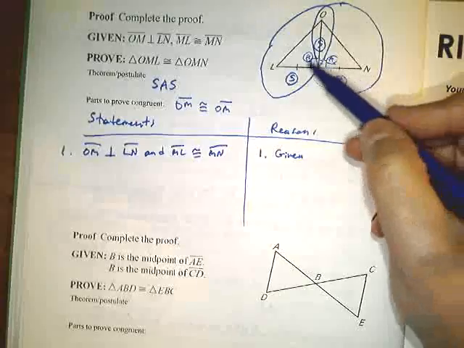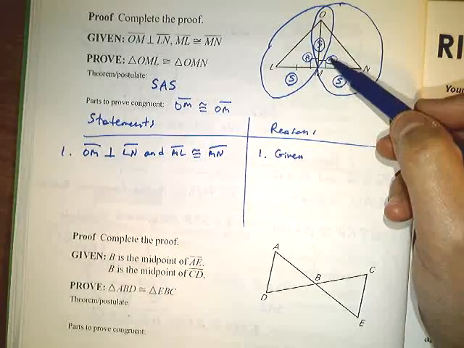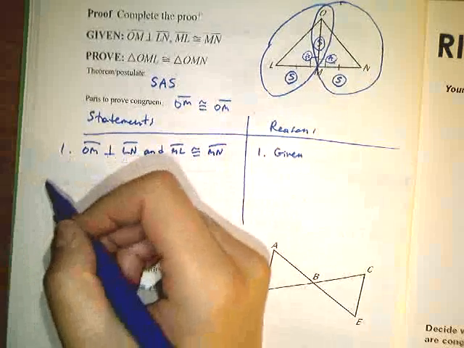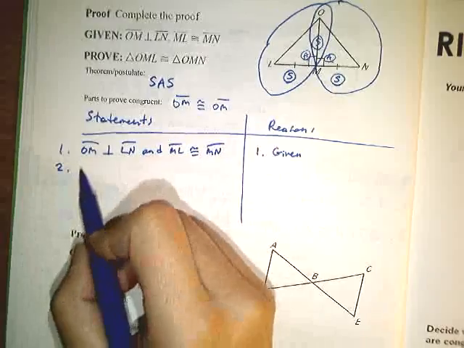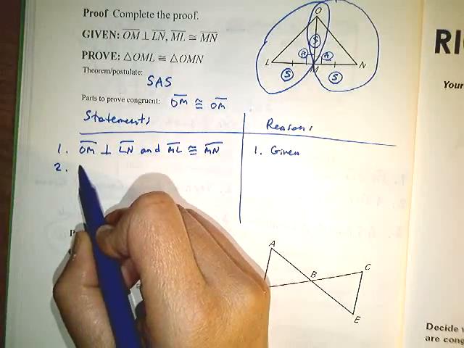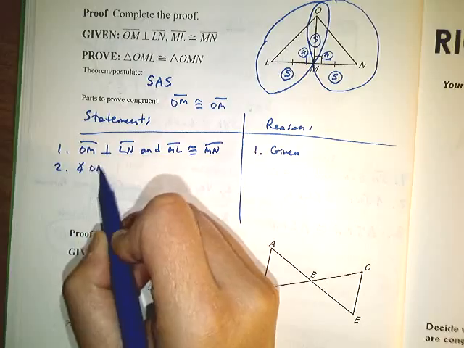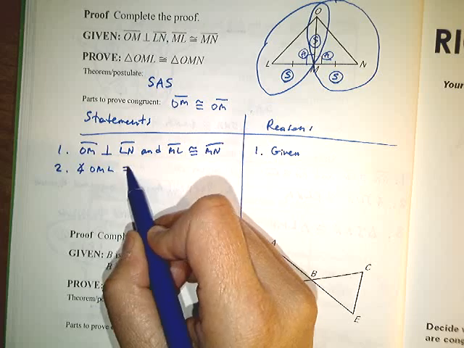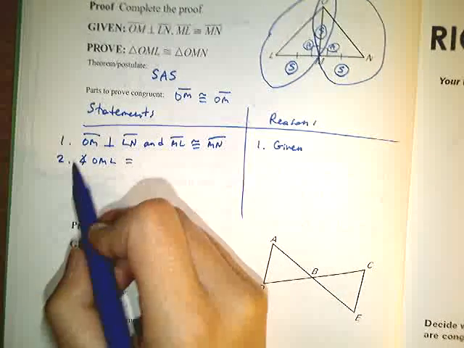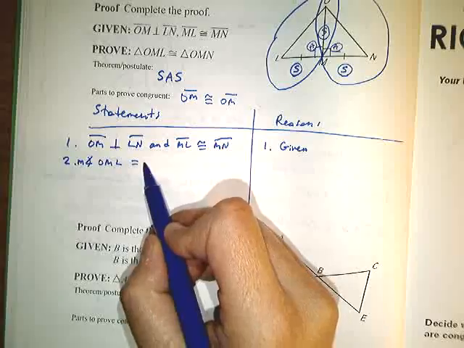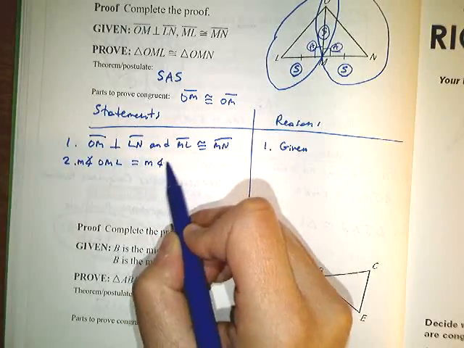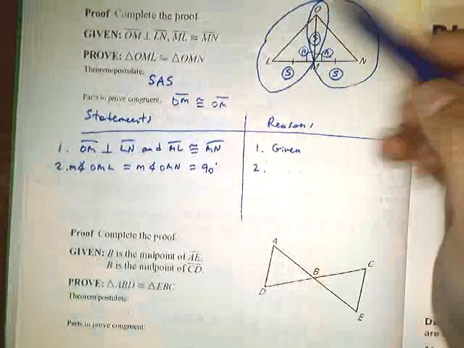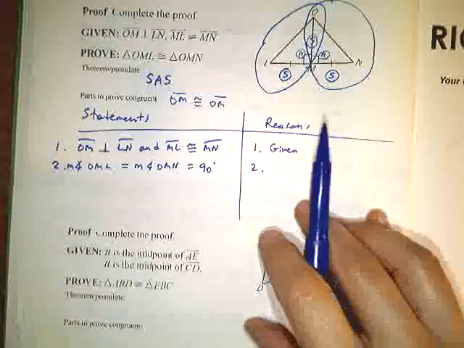And I would also have to state that these two angles are congruent, and we can do that as long as we know that they're both 90 degrees. So I could say that the measure of angle OML equals the measure of angle OMN, which is both 90 degrees, because this line OM is perpendicular with LN.